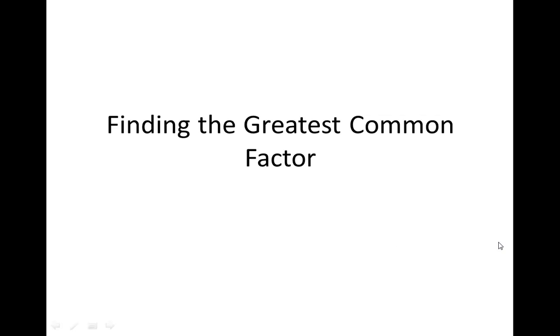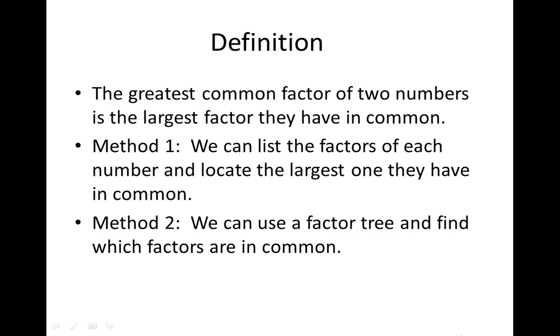We're going to look at finding the greatest common factor. By definition, the greatest common factor of two numbers is the largest factor they have in common. So we can use two methods. The first method listed here is that we can list all the factors of each number and locate the largest one they have in common. Or, in method 2, we can use a factor tree and find which factors are in common.